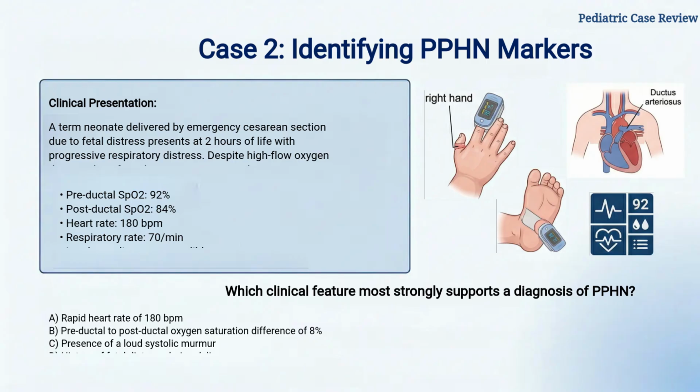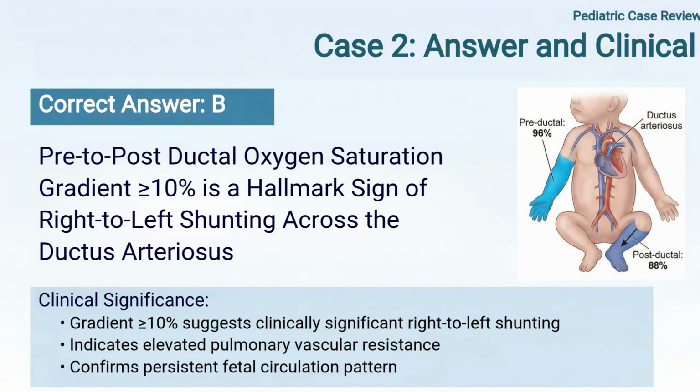Which clinical feature most strongly supports a diagnosis of PPHN? Option A, rapid heart rate of 180 beats per minute. Option B, preductal to postductal oxygen saturation difference of 8%. Option C, presence of a loud systolic murmur. Option D, history of fetal distress during delivery. The correct answer is option B, the preductal to postductal oxygen saturation gradient.